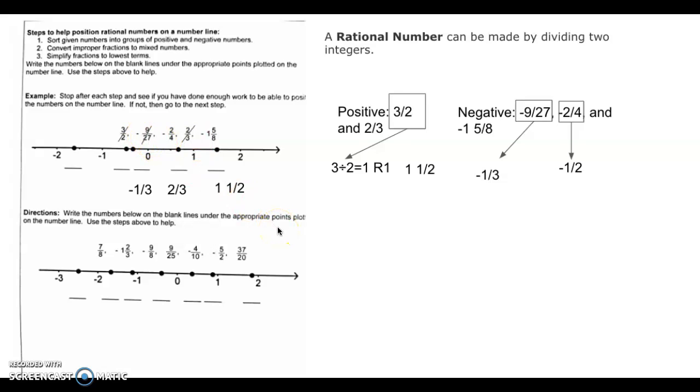Now next, do we put -1/2 or -1 5/8 closer to 0? Well, obviously, if you only owe me 50 cents, or half of a dollar, that is less than if you owed me $1 or more. So that means we're going to put -1/2 right here, and then I cross it out so I know I'm done with that one. And our last one is -1 5/8, and we just put it right in there.